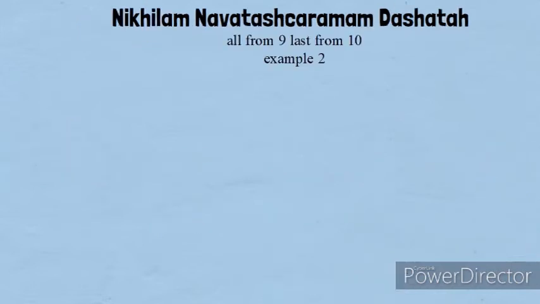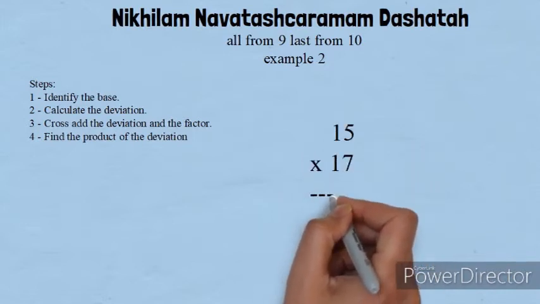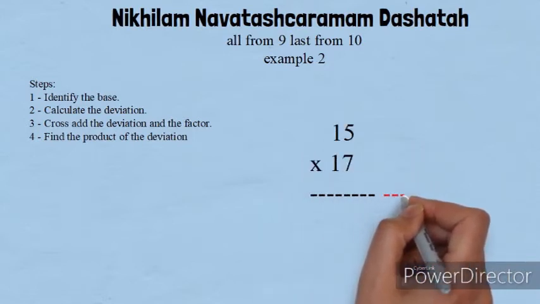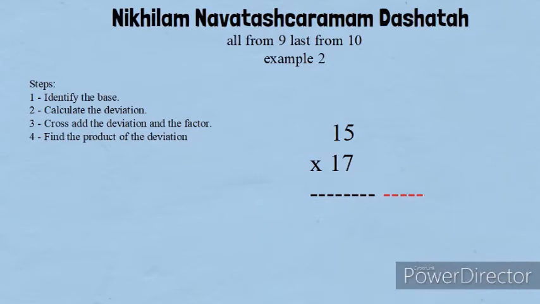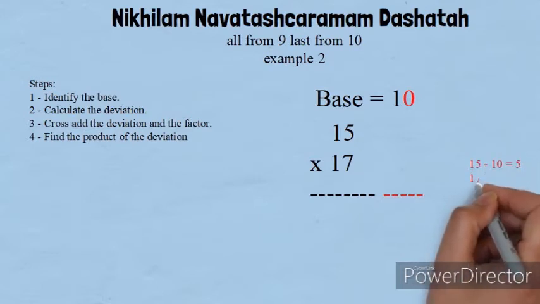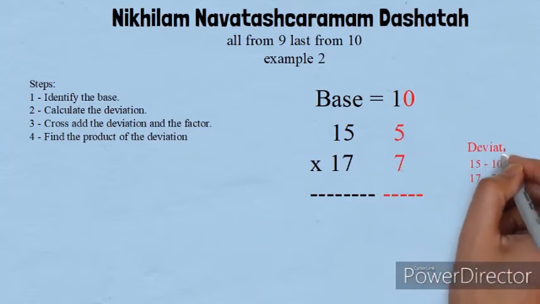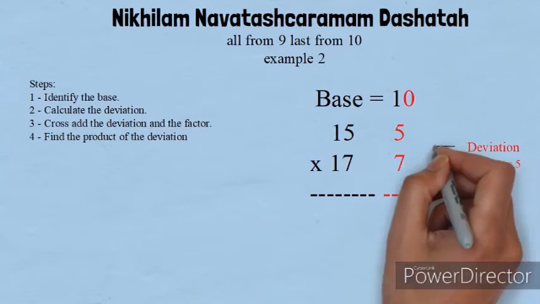Example 2. 15 times 17. Step 1. Identify the base. The closest base to both factors is 10. Step 2. Calculate the deviation. 15 minus 10 is 5 and 17 minus 10 is 7. 5 and 7 are both the deviations.